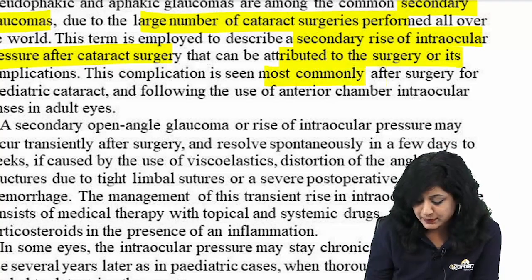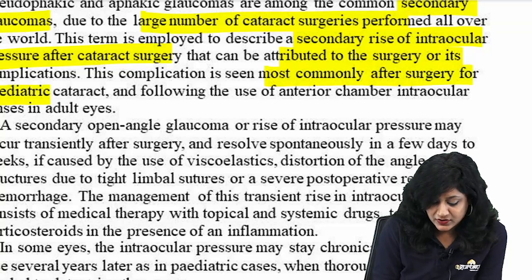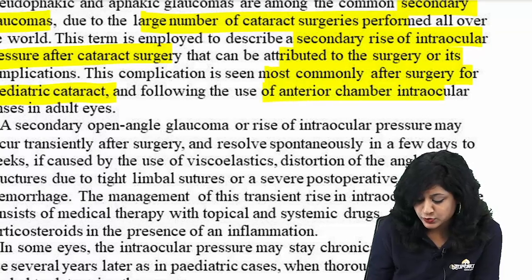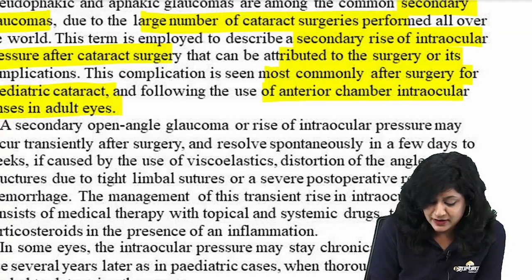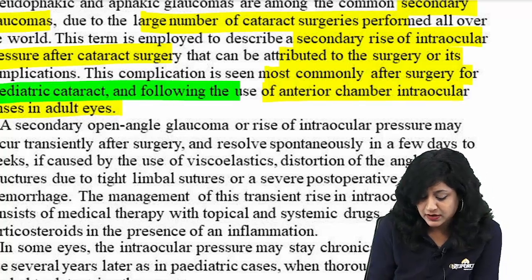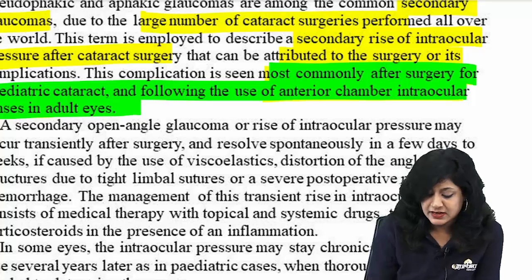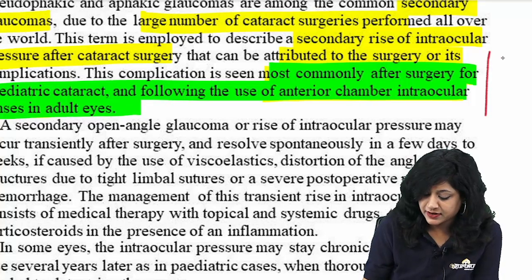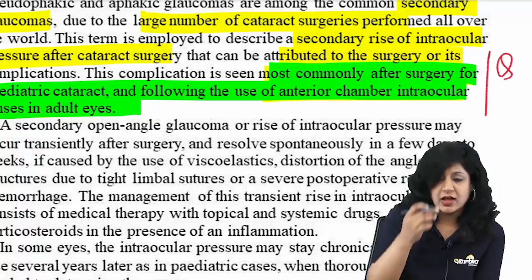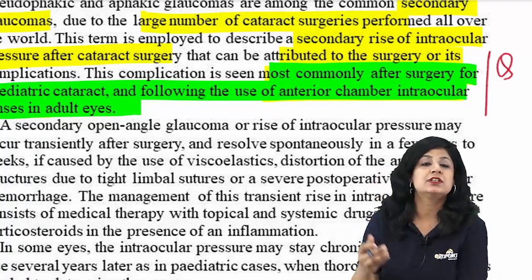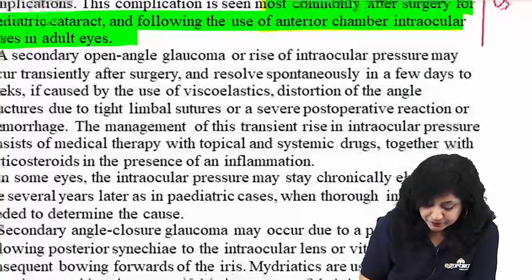This is seen most commonly after the surgery for the pediatric cataract and following the use of ACIOLs. Again, a very important question. The pseudophakic glaucoma or the aphakic glaucoma is very common after the cataract surgery in the children as well as in adults after you are doing the ACIOL.